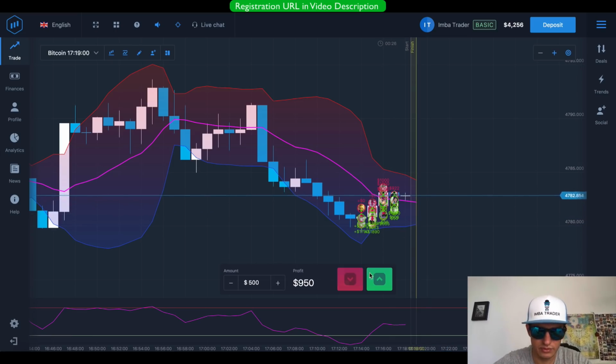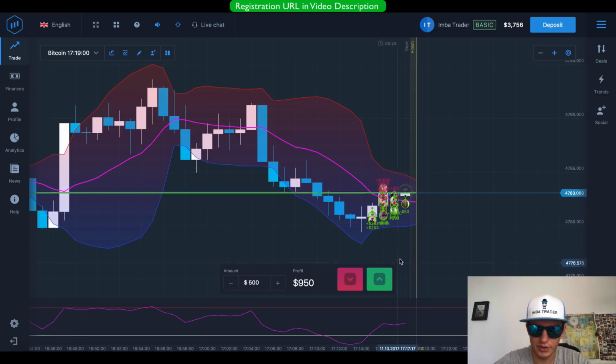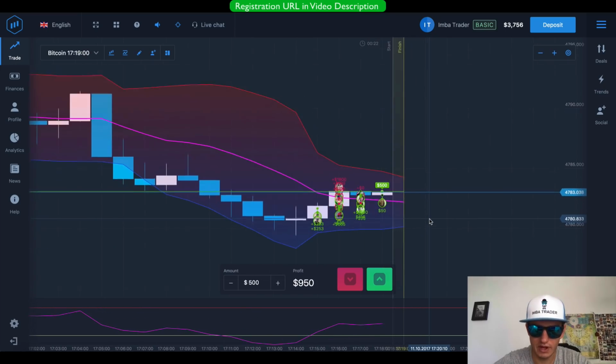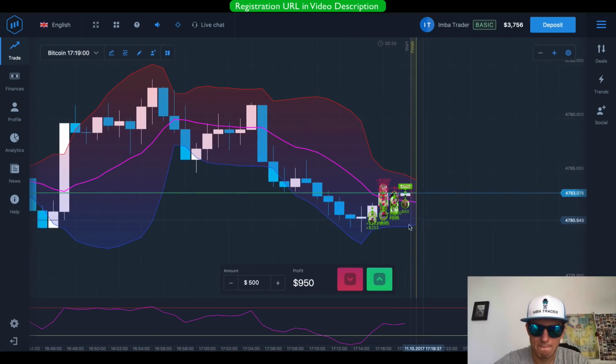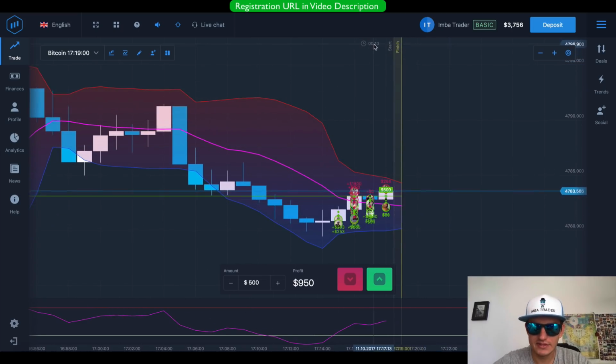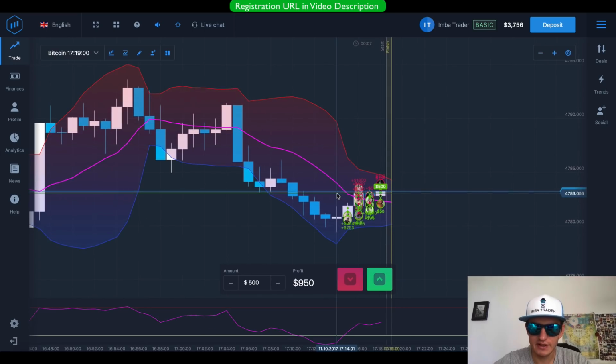So let's do some trades. I'm going to start with a $500 trade for the upwards movement. At this point it was the best entry point, but I was talking at that moment, so let's see how it goes. There are 40 seconds left until the expiration, and I'm trading Bitcoin today.